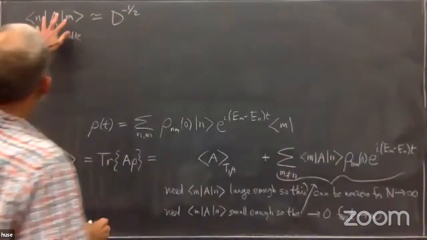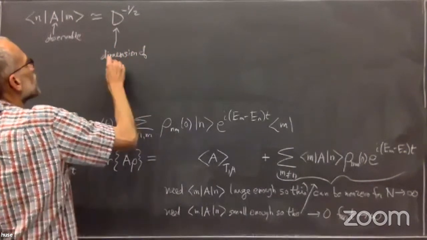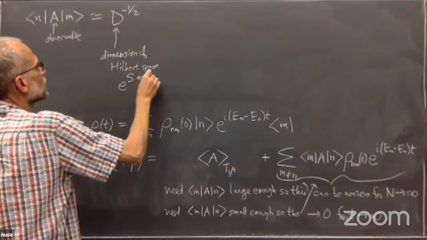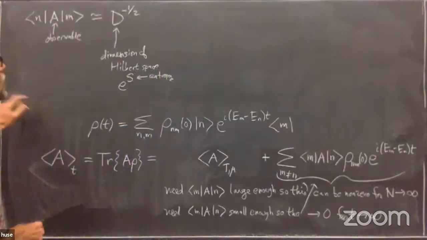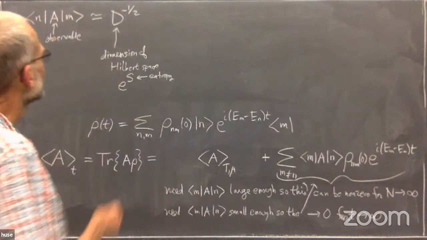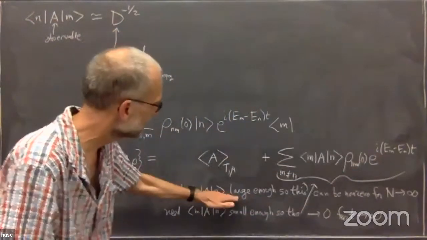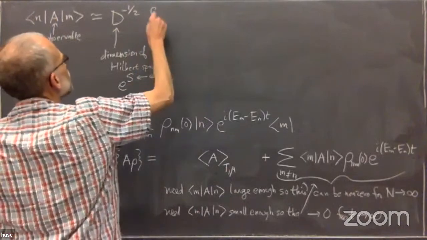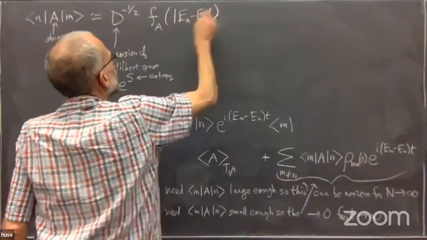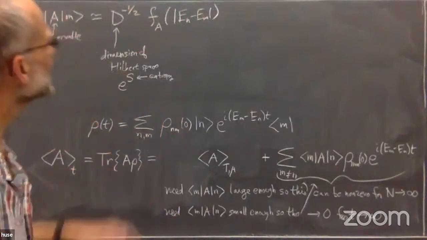But anyways, so these off-diagonal matrix elements, this d is the dimension of the Hilbert space. So it's basically e to the s, where s is the entropy. So these matrix elements are small, right? And the d to the half is such that they're not too small. And if you add them up constructively with the right phases, they can not go to zero. And then you have some function which depends on the operator and it's non-universal, and it's a function of the energy difference. And it decays as you go to large energy difference. It might be non-monotonic. That's all very non-universal here, but it does decay at large energy differences.